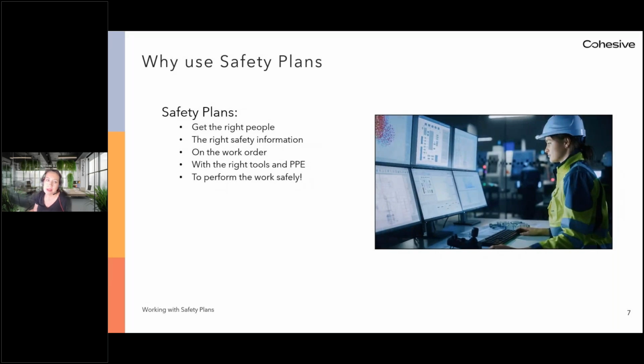So why, as an organization, would you want to use safety plans in Maximo? The objective of a safety plan is to get the right people the right safety information on the right work order with the right PPE, and make the employees that will perform the work aware of the precautions, hazards, and procedures needed to perform the work safely.